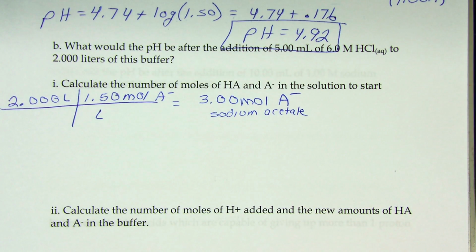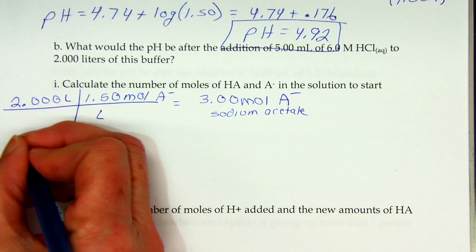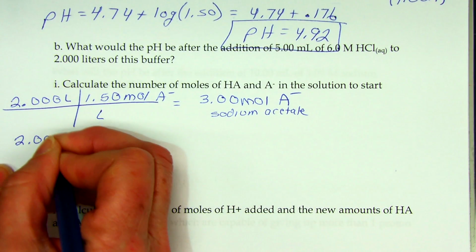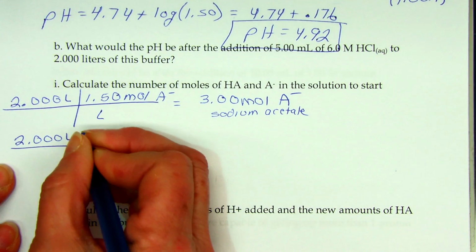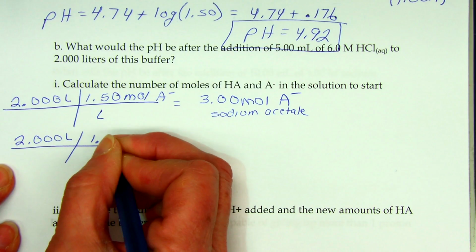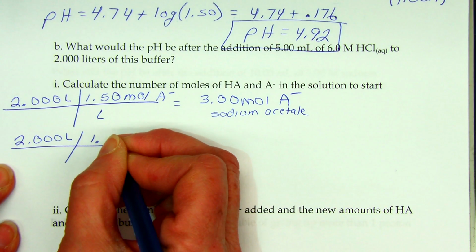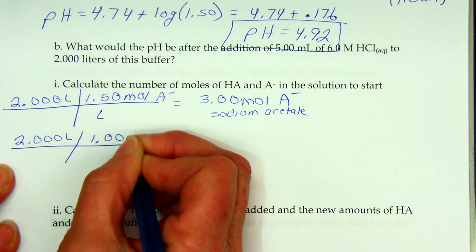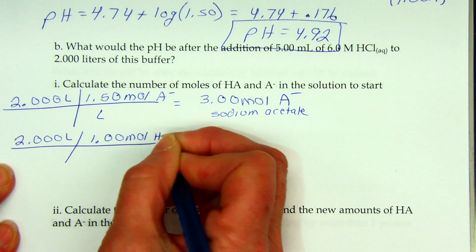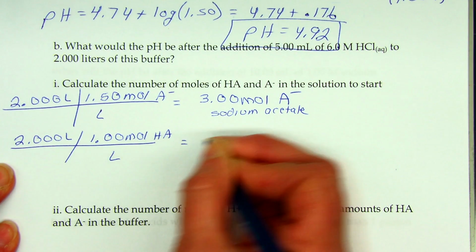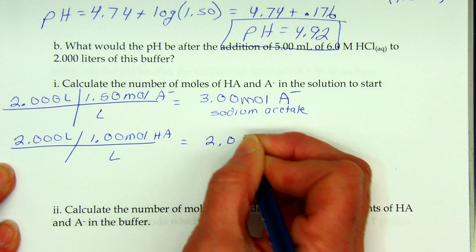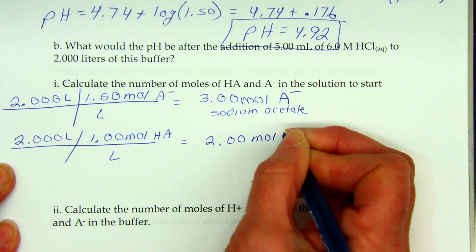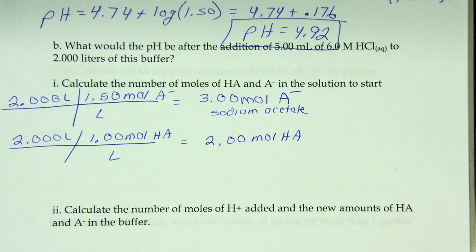Now, also in that beaker, I have 2 liters of solution, and that solution contains 1 molar weak acid, HA, acetic acid, per liter. So I have 2 moles of HA. And that's what is in my beaker, okay? So we have HA and A- in the beaker.